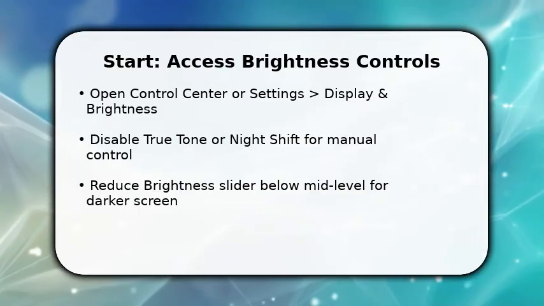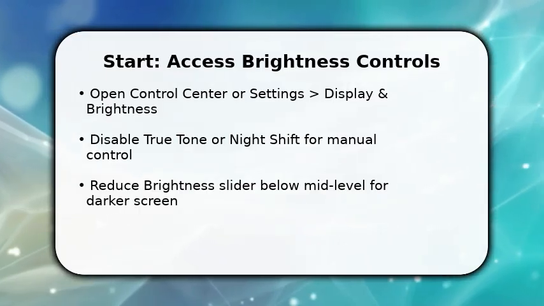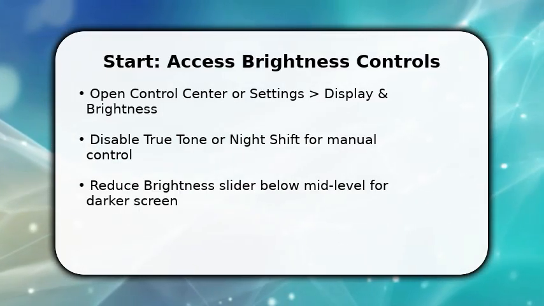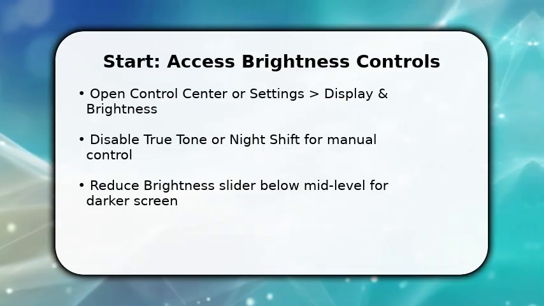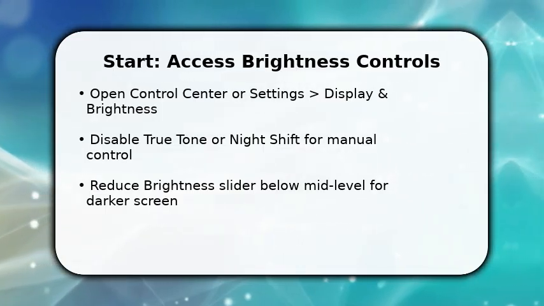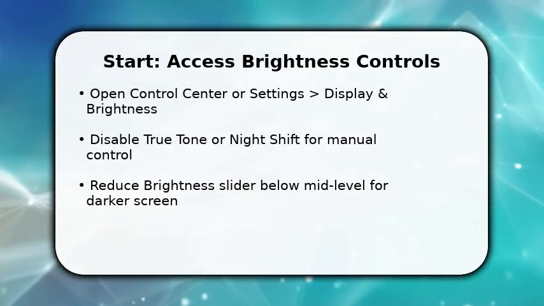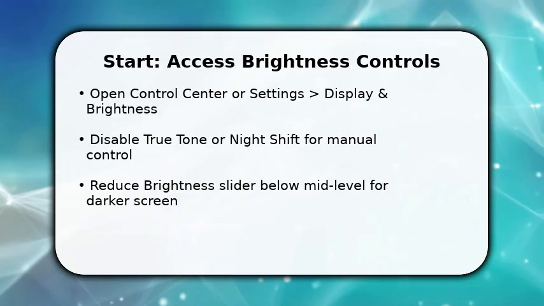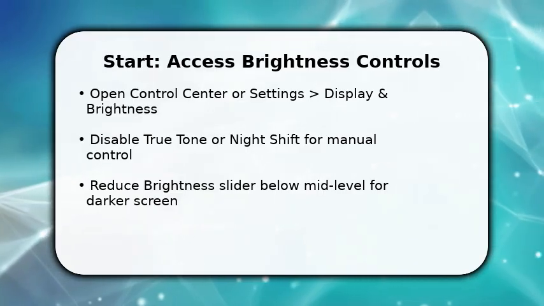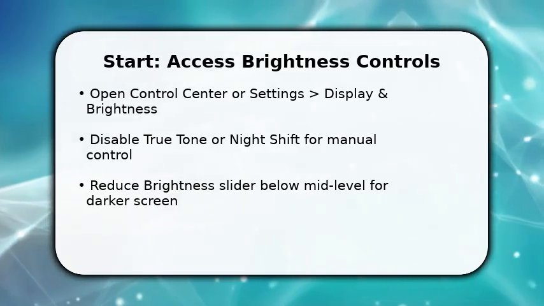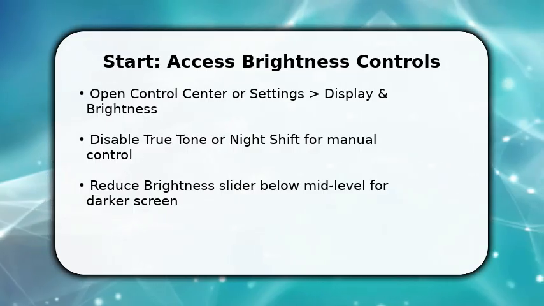You'll begin by opening Control Center or tapping Settings, then Display and Brightness. You do this because the slider there directly changes screen output. It's the fastest path. Once done, disable features like True Tone and Night Shift if they are adjusting color and perceived brightness automatically. This ensures your changes are direct and predictable.